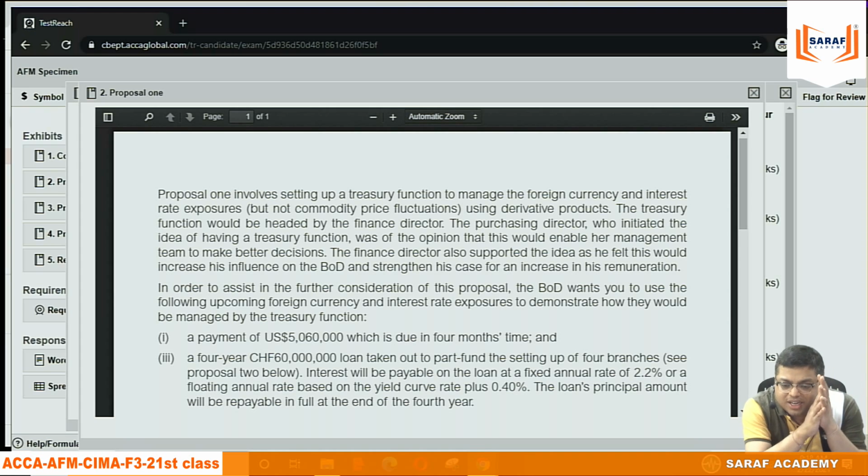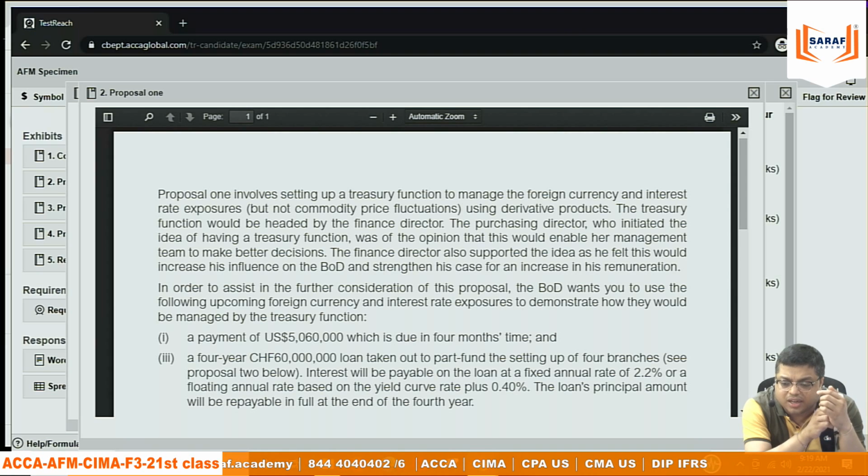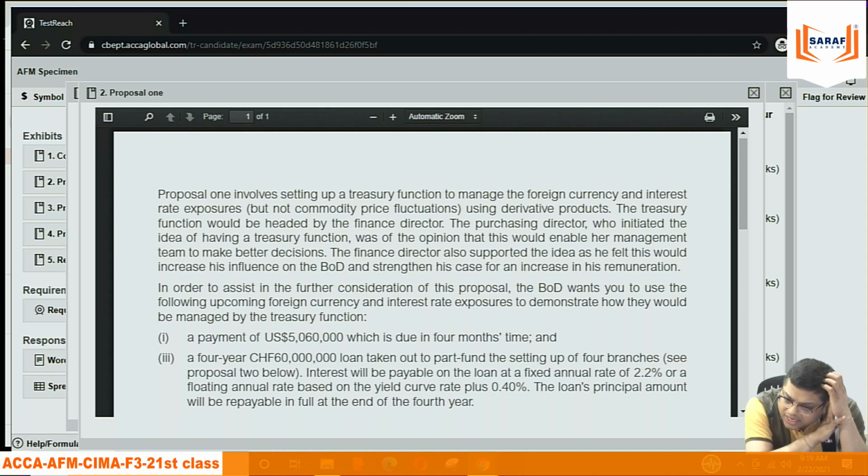Okay, not an issue. In order to assist in the further consideration of this proposal, the board of directors wants you to use the following upcoming foreign currency and interest rate exposures to demonstrate how they would be managed by the treasury function. A payment of 5.606 million, which is due in 4 months. A 4 year CHF 60 million loan taken out to part fund the setting up of 4 branches. One is payment of foreign currency in 4 months, and one is the CHF 60 million loan taken out to part fund the setting up of 4 branches.